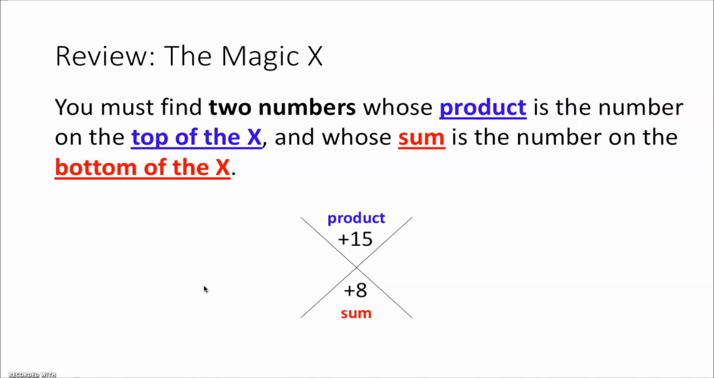Now again, how does the magic x work? Well, you must find 2 numbers whose product is the number on top of the x and whose sum is the number on bottom of the x. So 2 numbers that multiply together to make 15 and add together to make 8. And again, that was 5 and 3. That's how the magic x works. You need to figure out those 2 numbers, the 2 numbers that multiply together to make the number on top and add together to make the number on the bottom.